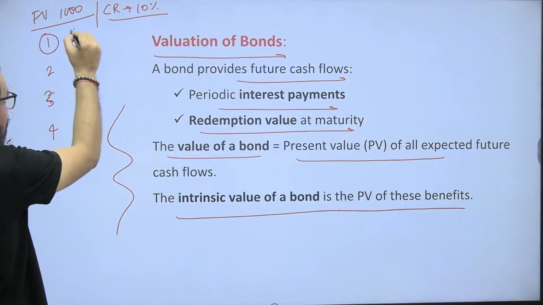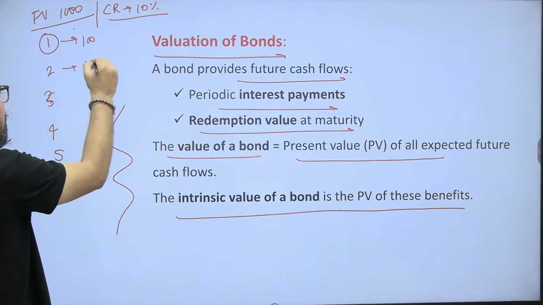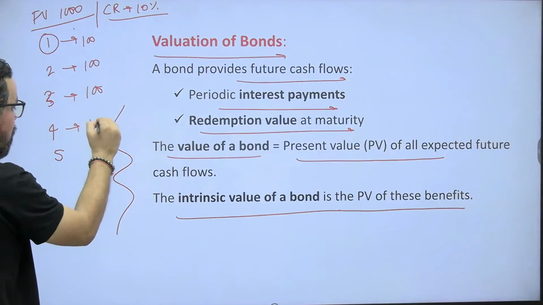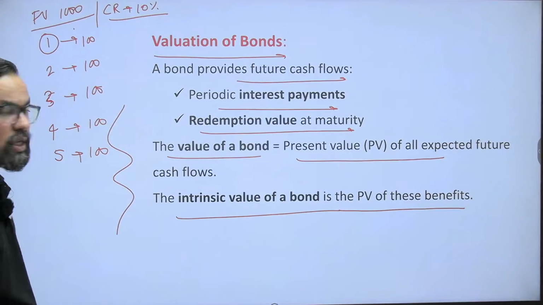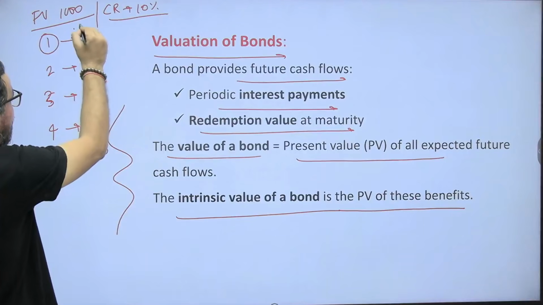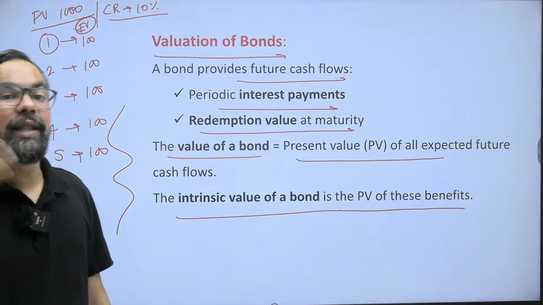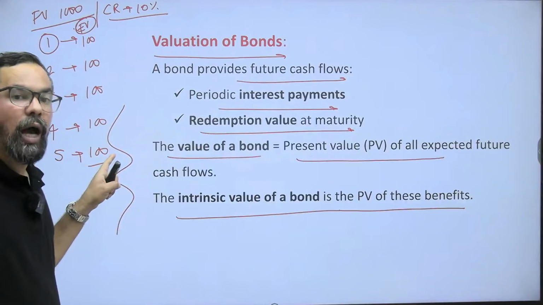at the end of the first year, you will get 100 rupees. Then every year you will get 100 rupees from this particular bond. At the end of the first year, second year, third year, fourth year, fifth year, every year you will get 100 rupees. But this is something which is called future value. You are getting this 100 rupees at the end of the first year. You are getting this 100 rupees at the end of the fifth year.